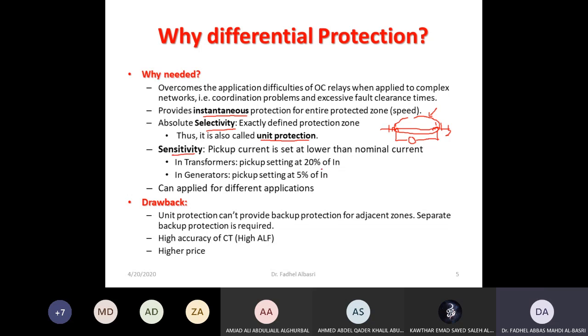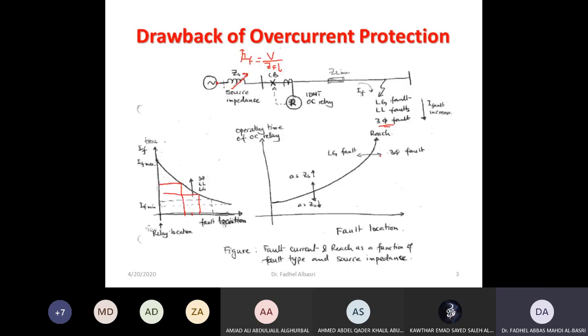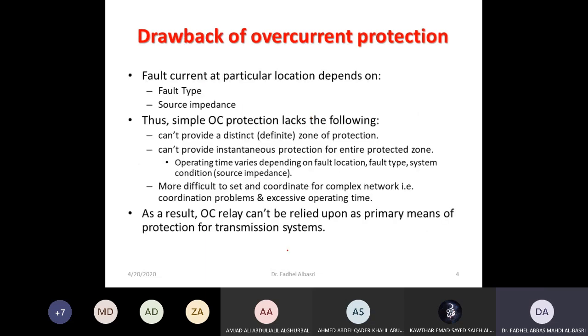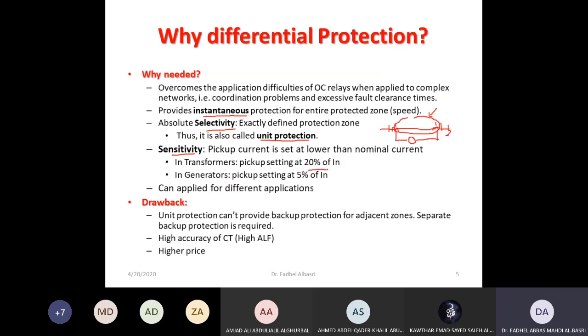It's very sensitive. In an overcurrent relay, we choose the pickup setting higher than full load, right? So the current has to be greater than full load for the relay to operate, while in differential, the setting can be set at even 20% of full load. For a generator, we can go to 5 to 10% of full load. Okay, so it has very sensitive pickup settings. However, it also has drawbacks. I will highlight them later.